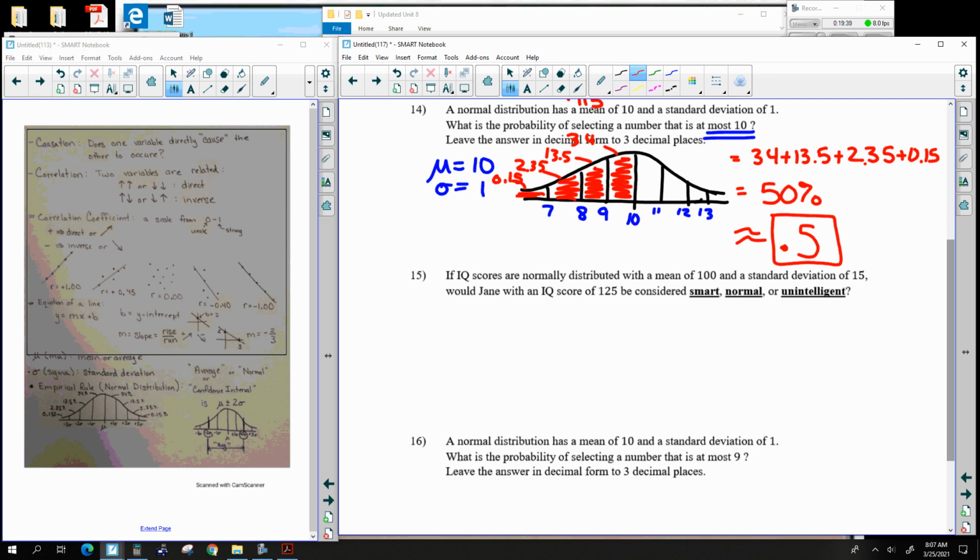Okay, now again, we are going to define what quote unquote normal is. And so that's going to be the average plus and minus 2 standard deviations. So here we see that the mean is 100, that's the average, with the standard deviation of 15.